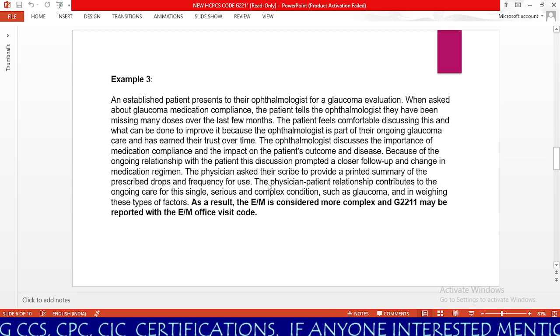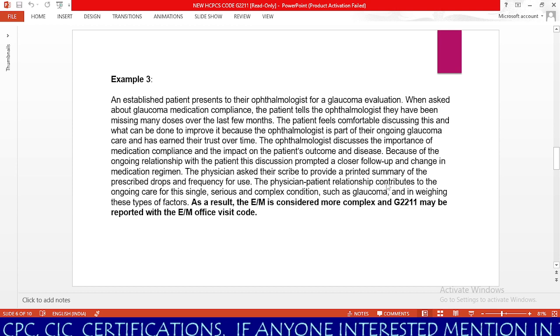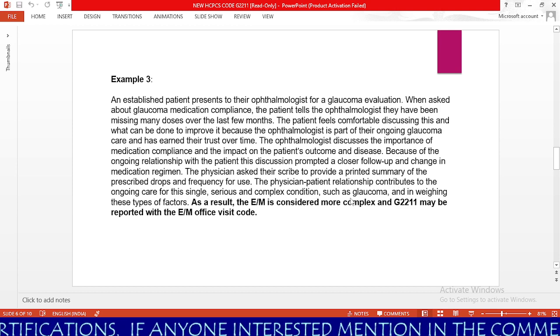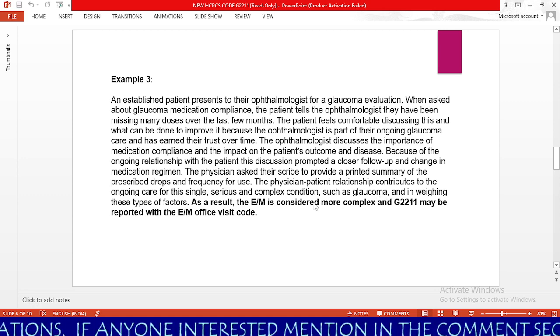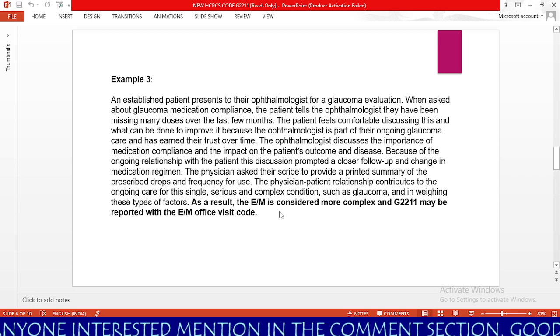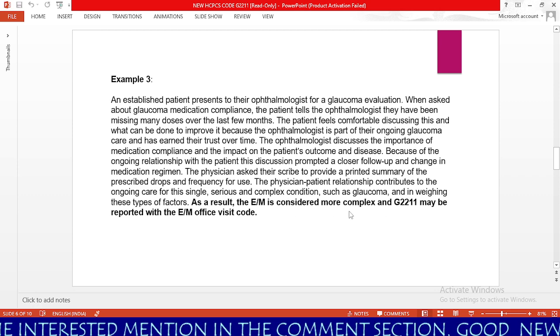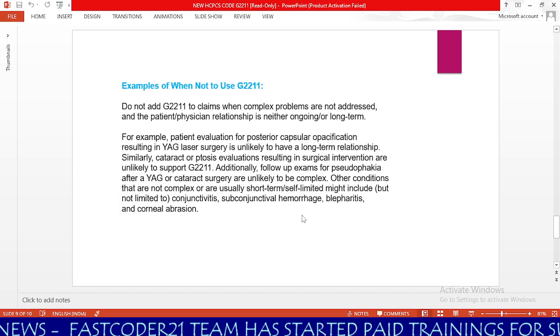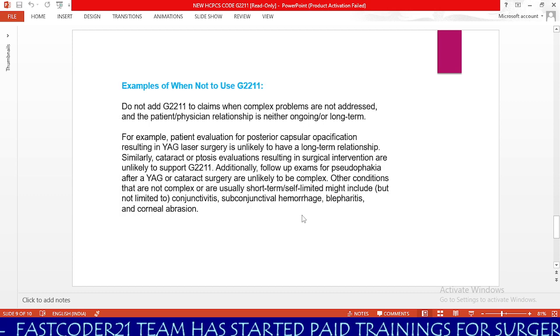So here also the physician-patient relationship contributes to the ongoing care for this single serious and complex condition such as glaucoma, in weighing these types of factors. So based on all these examples, we can code G2211 with this scenario also. Now, examples of when not to use G2211.